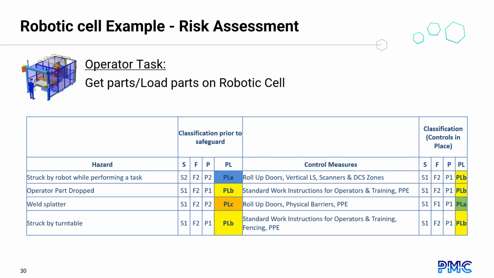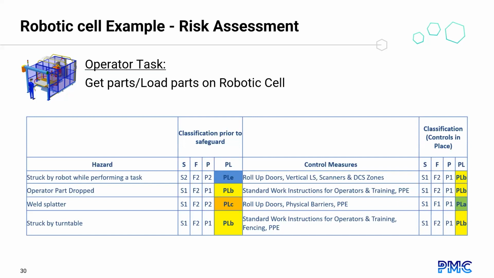So what can be done here to improve the level of performance and the operator safety? What kind of control measures can be implemented to mitigate these risks? Here we have listed some. We have roll-up doors, vertical laser scanners, and active robot DCS, for example. And with these control measures, we reached a new degree of severity, frequency, and performance level.